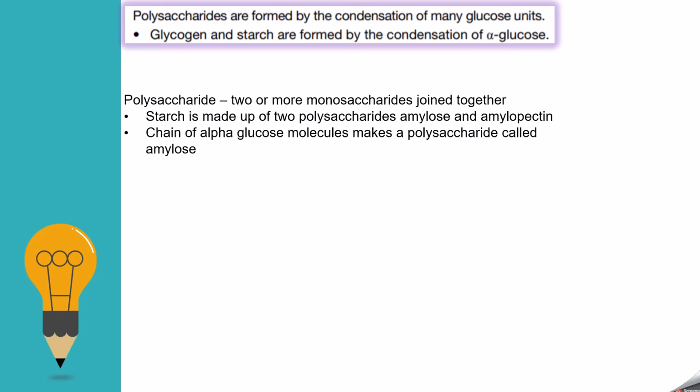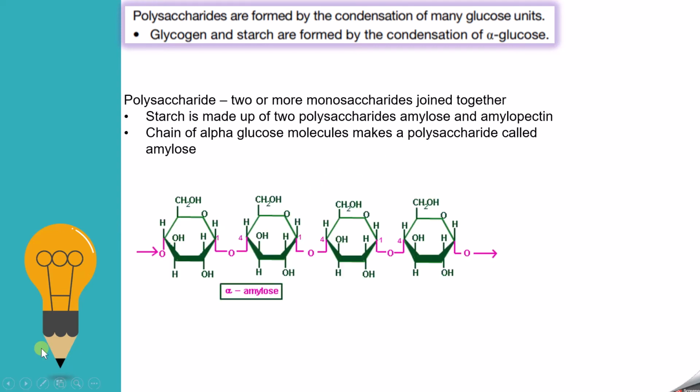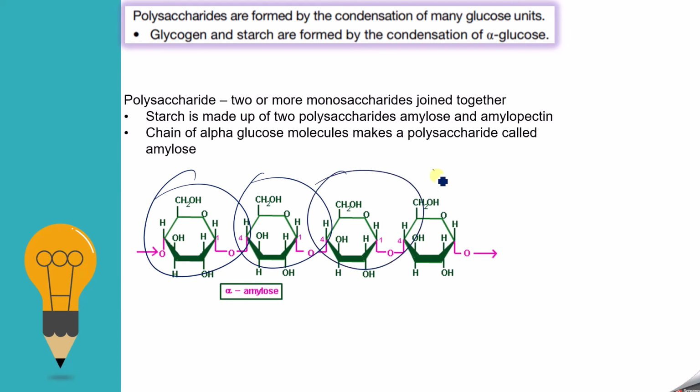So it's a chain of alpha glucose molecules, and it makes a polysaccharide called amylose. So when starch we know consists of 2 polysaccharides, amylose and amylopectin. The way we make amylose is by having adjacent alpha glucose molecules, and collectively that makes up amylose. Looks something like this. So we've got 1 alpha glucose here, another one here, another one here, another one here.